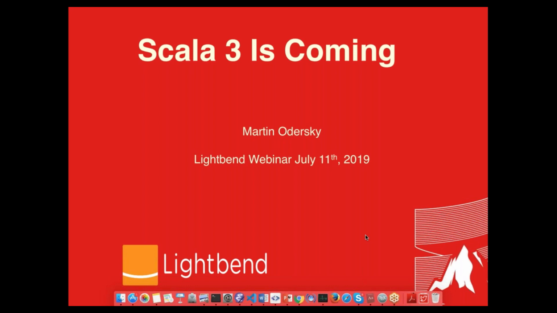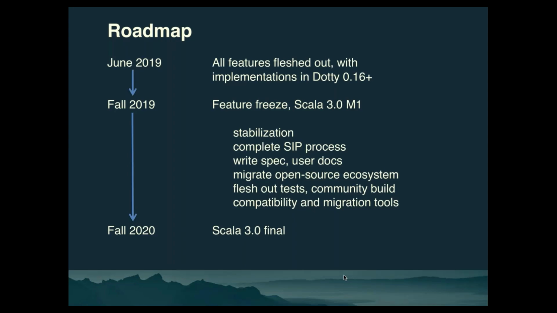So Scala 3 is now a concrete thing. It will be a reality fairly soon. Let me just go to the next slide here. Yeah, so here we see a roadmap. So where we are today is in June 2019.